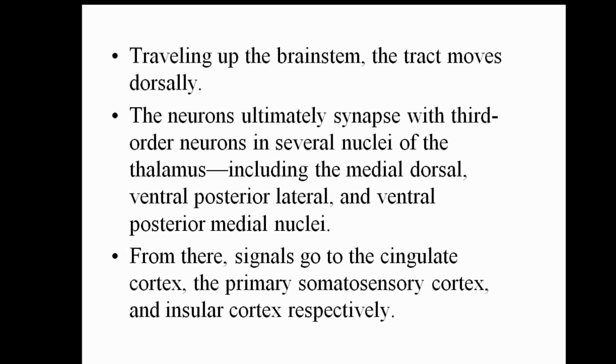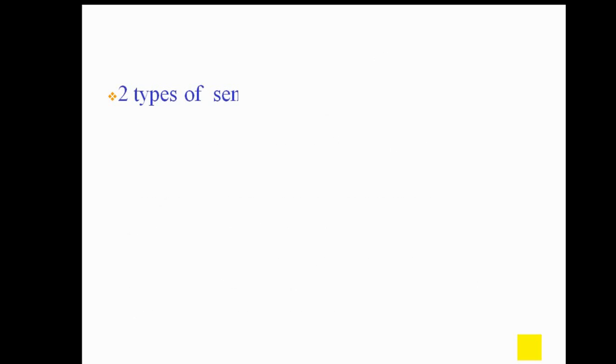The neurons ultimately synapse with third order neurons in several nuclei of the thalamus, including the medial dorsal, ventral posterior lateral and ventral posterior medial nuclei. From there, signals go to the cingulate cortex, the primary somatosensory cortex and insular cortex respectively.